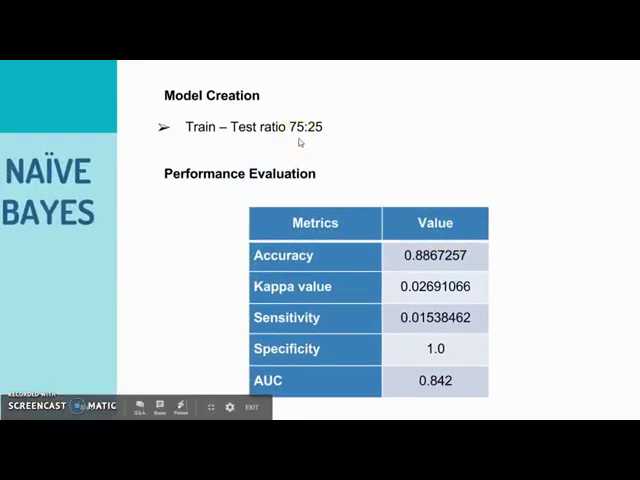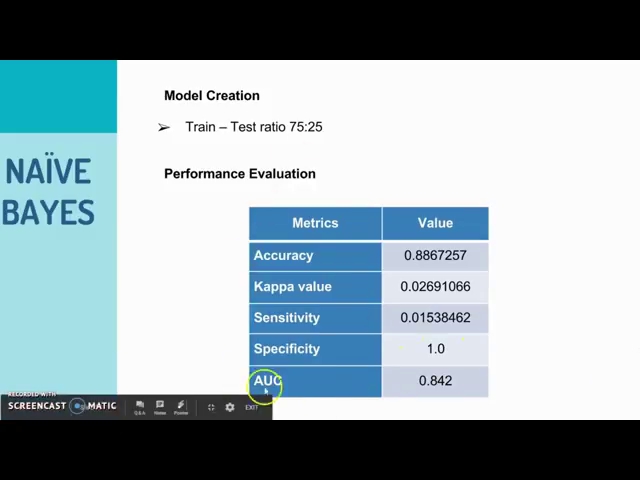Now, I will be explaining naive Bayes. First, the data set is split into two, as we did for the logistic regression model. 75% of the data is set to train the model, while the other 25% is set for testing. The naive Bayes model is created with 5 predictors.